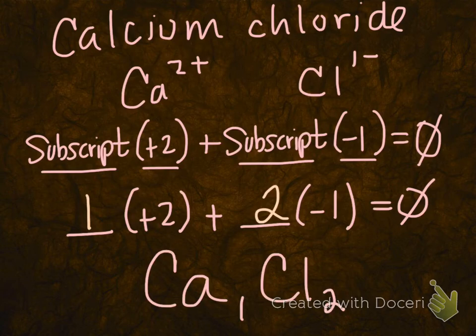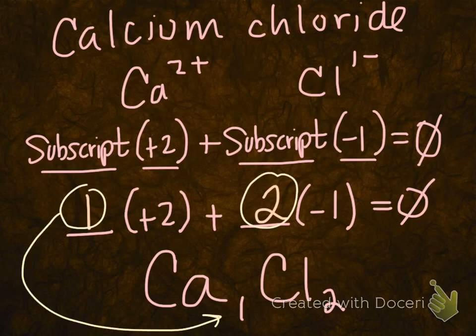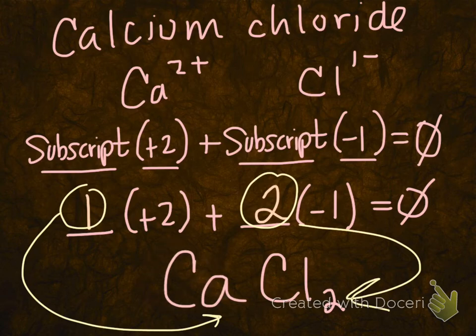Well, that gives us calcium with a 1 subscript, chloride with a 2 subscript, and you can see where those came from. Now, the fact is, we never put a 1 subscript anywhere. We just leave that with no subscript because the fact that we've written calcium tells us there has to be at least 1 calcium ion.